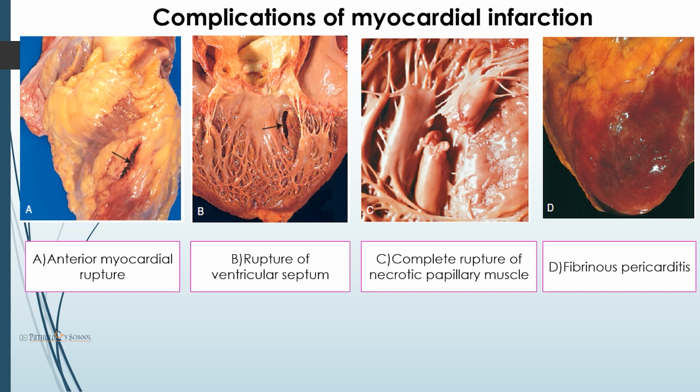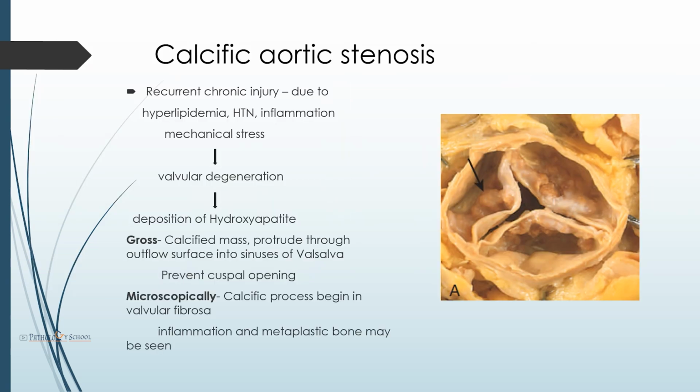Complications of myocardial infarction can be anterior myocardial rupture, rupture of ventricular septum, complete rupture of necrotic papillary muscles and fibrinous pericarditis. Calcific aortic stenosis: recurrent chronic injury due to hyperlipidemia or hypertension and inflammation causes mechanical stress on the valve which leads to valvular degeneration.